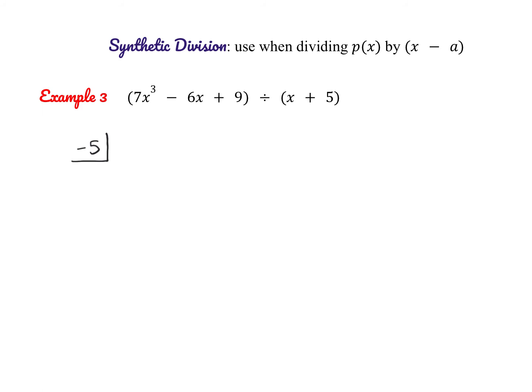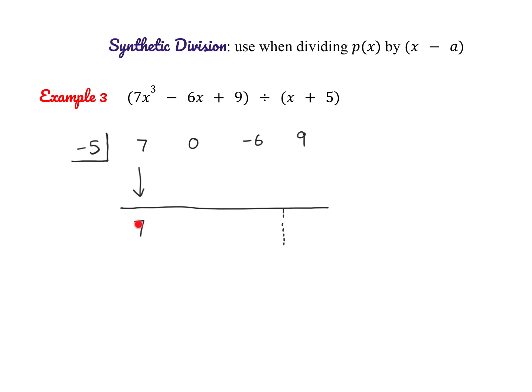So the coefficient of x cubed is 7, the coefficient of x squared is 0, the coefficient of x is negative 6, and then our constant is 9. And then leave a little space, and then I draw a line like this. And if you want, sometimes we even draw a little dotted line like this, because this is going to be our remainder box. So synthetic division, you start just by dropping down your first number, and then it's just a process of multiplying and adding.